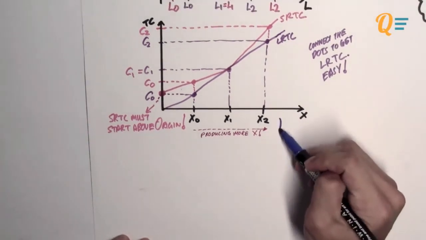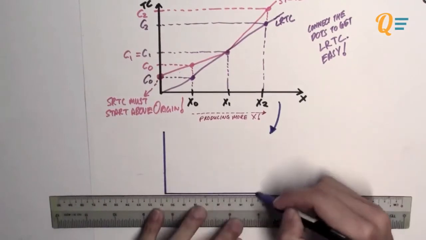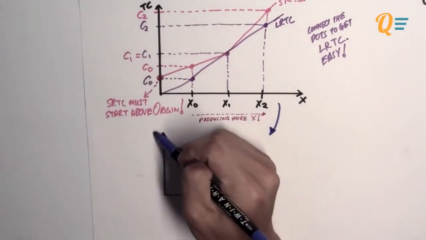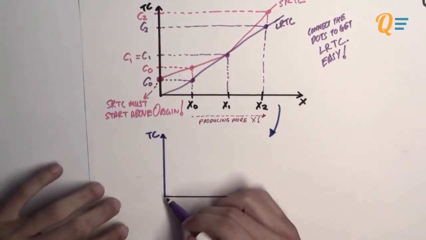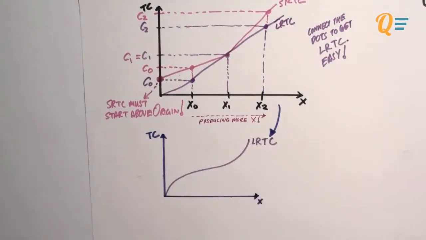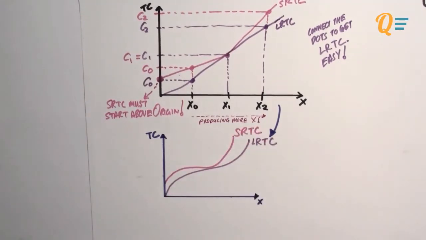So just let me show you a cleaner demonstration of the curves. On a graph where you have the total cost against the quantity of x produced, this is what the long run total cost curve is going to look like. And you have the short run total cost curve over there.